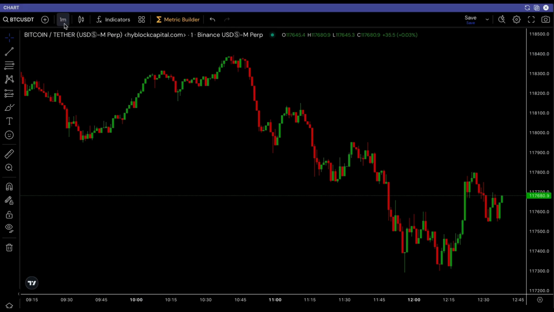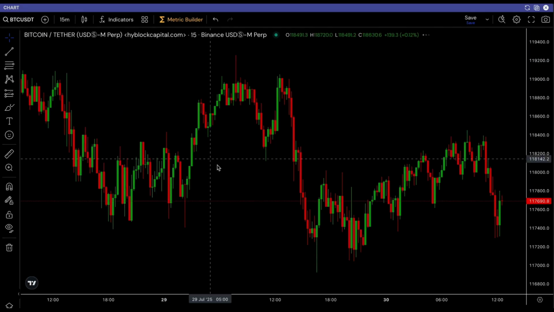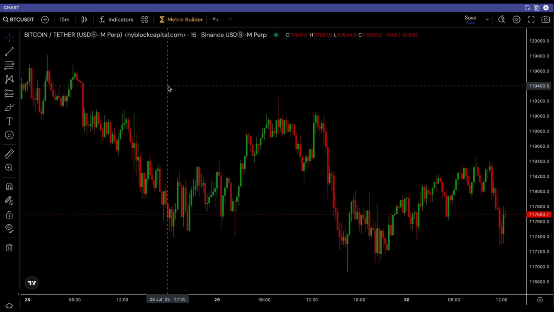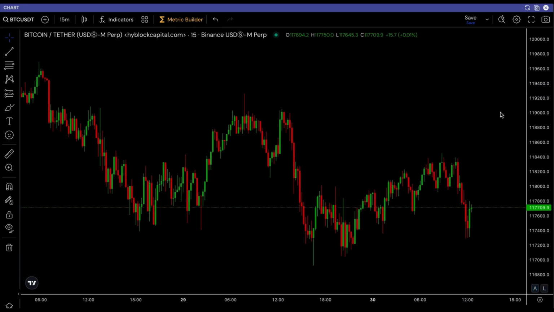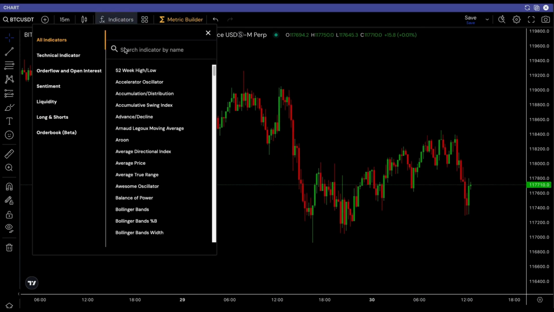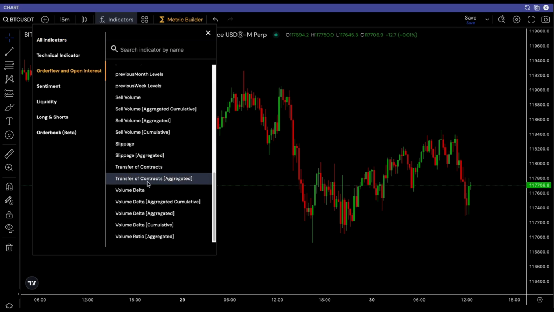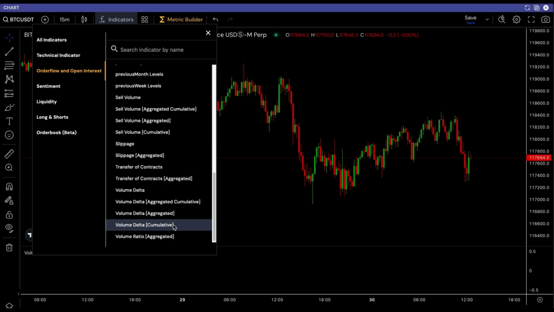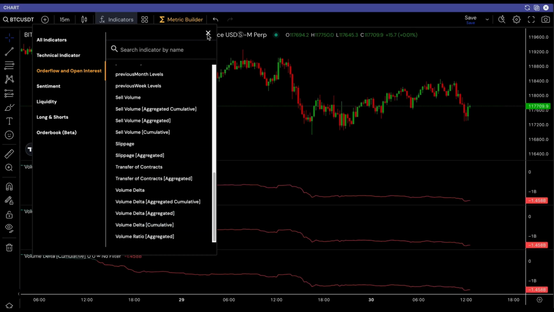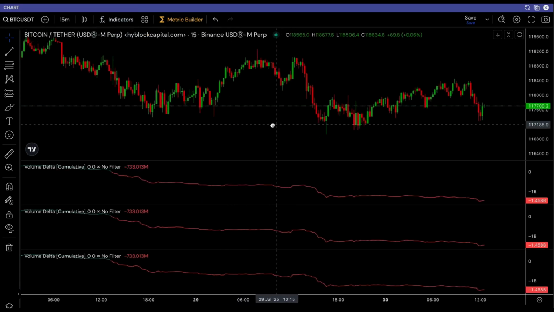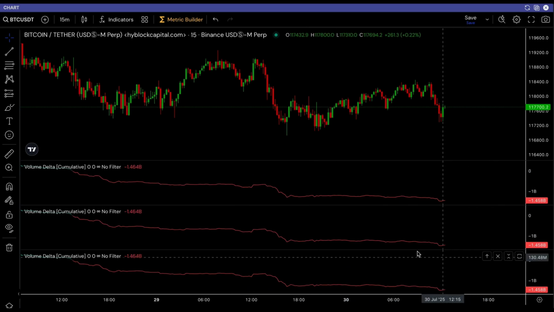Tip of the day. Use Cumulative Volume Delta to break down trades by size and see who's really moving the market. Start by heading to the Indicators section. Go to Orderflow and Open Interest, scroll to the bottom, and select Volume Delta Cumulative 3 times. This lets us track small, medium, and large trade buckets separately.